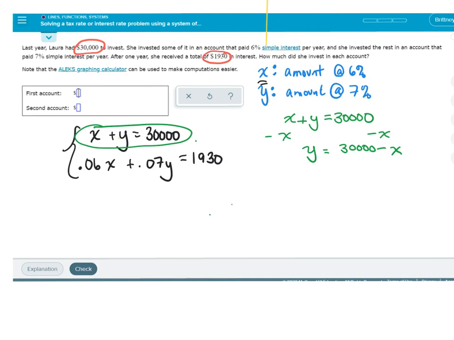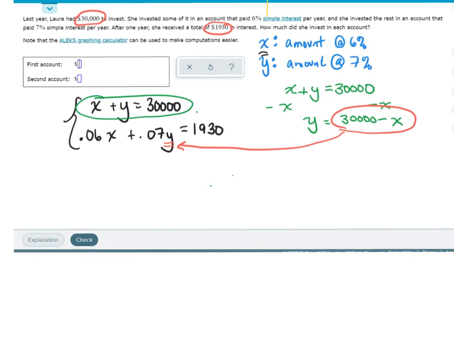So now what I'll do is take that and plug it into the other equation. Wherever I see y, I'm going to replace it with 30,000 minus x, because the first equation tells us y is equal to 30,000 minus x. So I can replace anywhere I see y with that value. So now I'll just solve that once I plug it in.